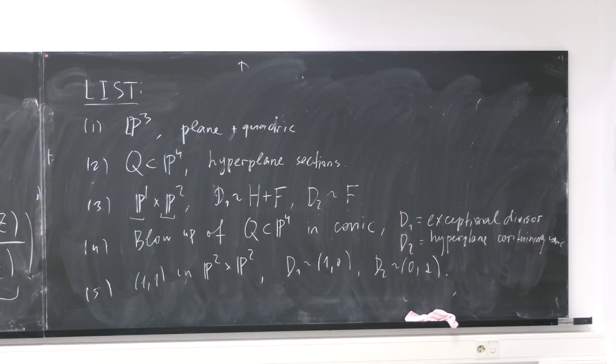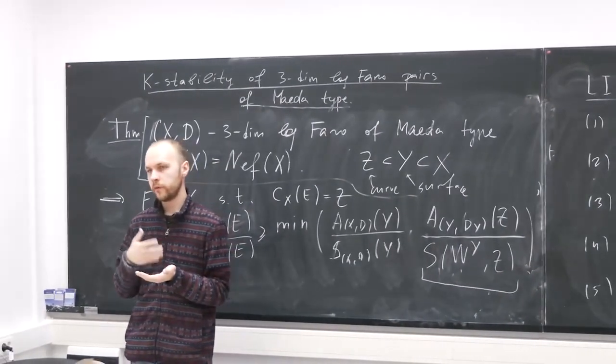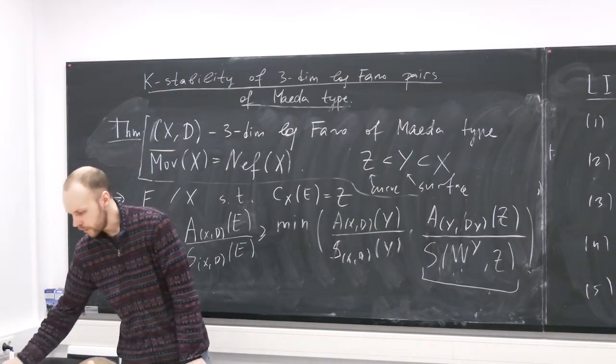Okay, so why can't we have P3 with three planes? Because this pair can be destabilized. This is just a computation, and actually the computation for a hyperplane arrangement in any dimension was made by Fujita. And who destabilizes it? I think one of the planes should. Usually you have a component of the boundary that destabilizes things.